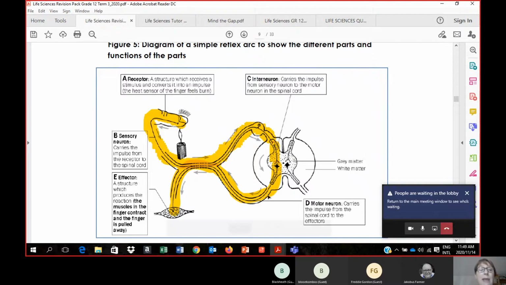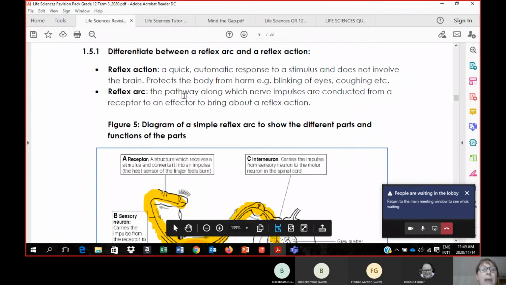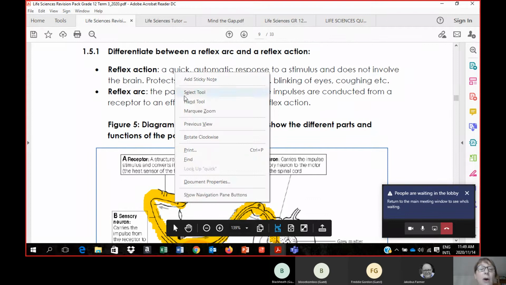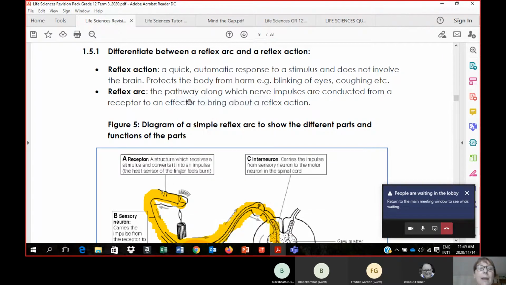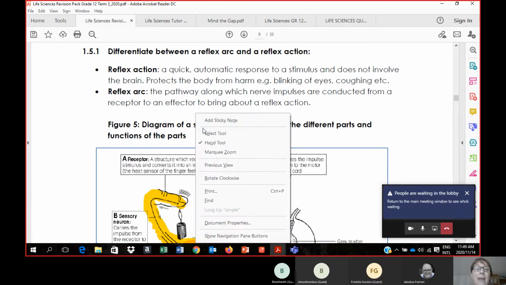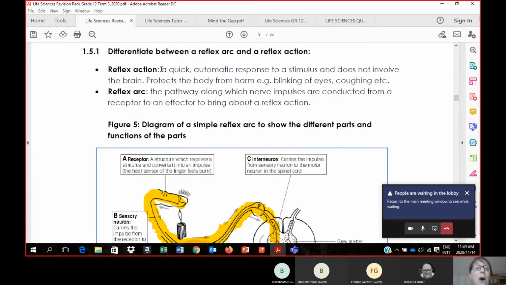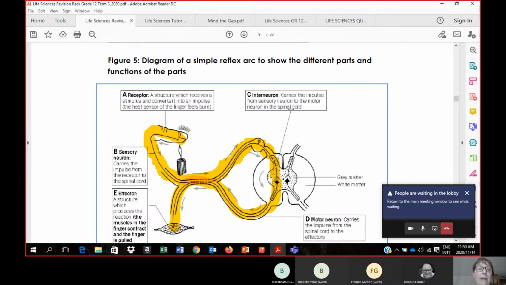All right? So over here you can see there are the definitions of the reflex action. So it's a quick automatic response to a stimulus and does not involve the brain, e.g. blinking of eyes, coughing, etc. And there's the reflex arc, the pathway in which nerve impulses are conducted from a receptor to an effector to bring about a reflex action.